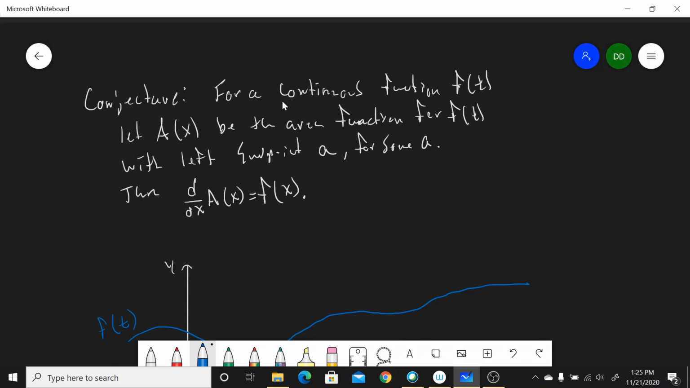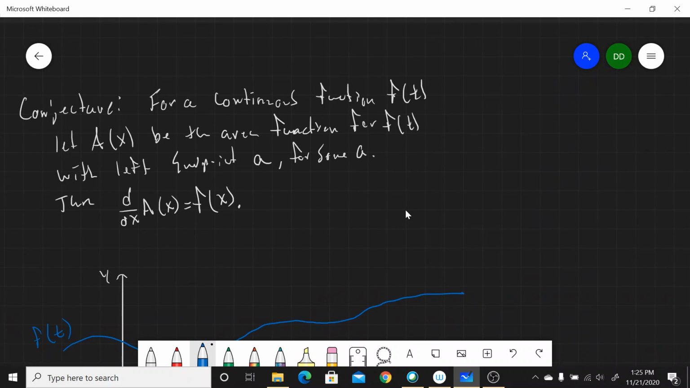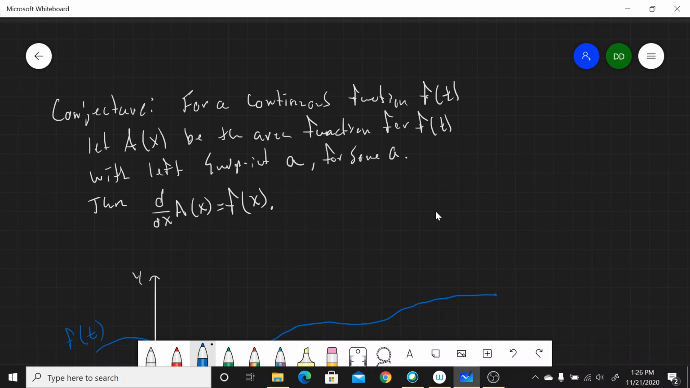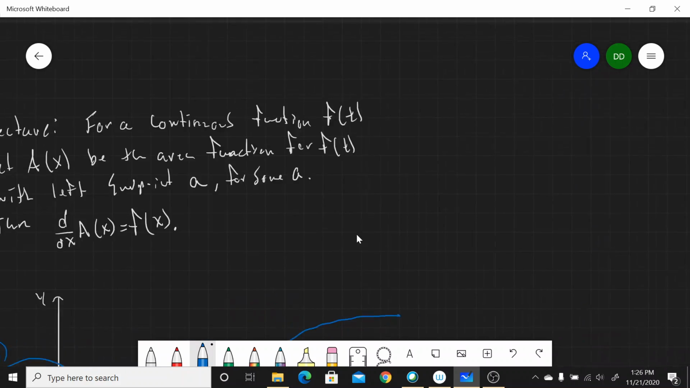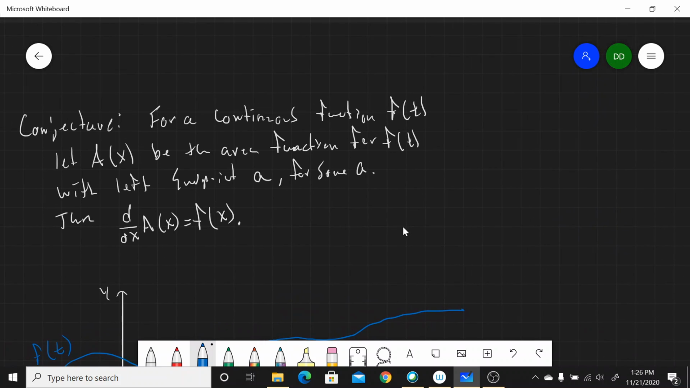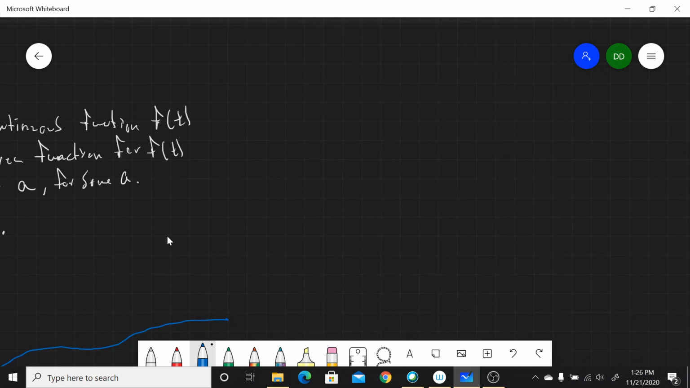For a continuous function f of t, let A of x be the area function for f of t with left endpoint a. So pick some a as a starting point. It's going to turn out not to matter because we're just looking at the derivative of it. Then the derivative with respect to x of A of x is little f of x. So this is our conjecture from that last problem. Let's see how we might go about seeing if this is true and proving it if it is true.